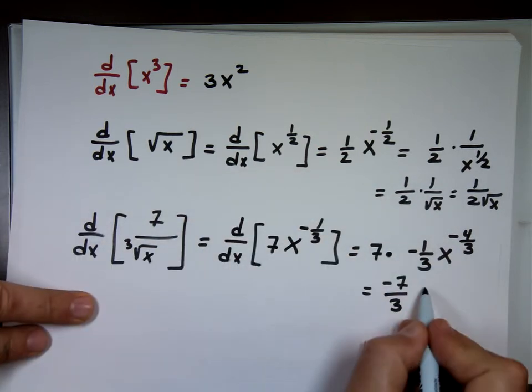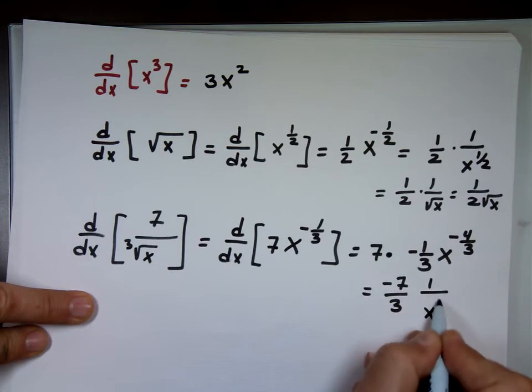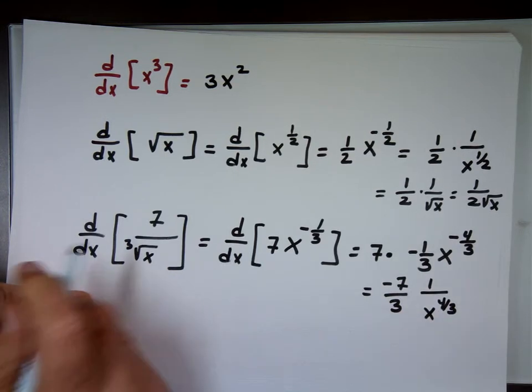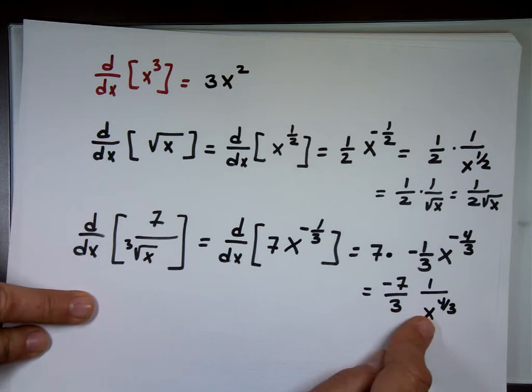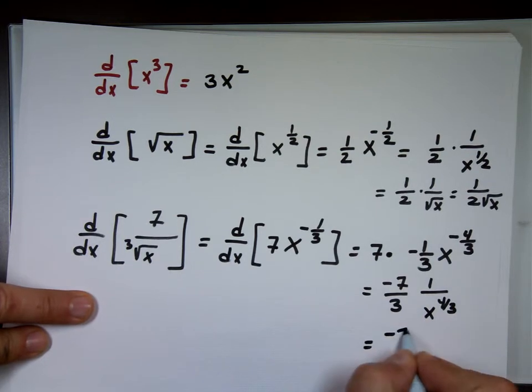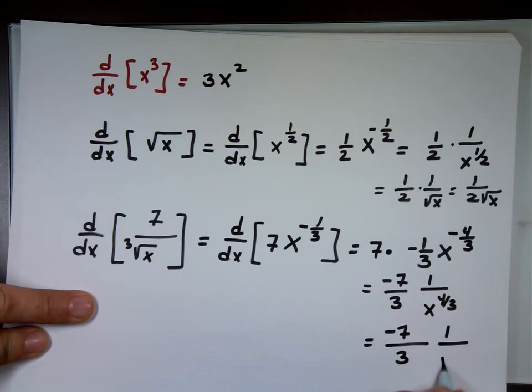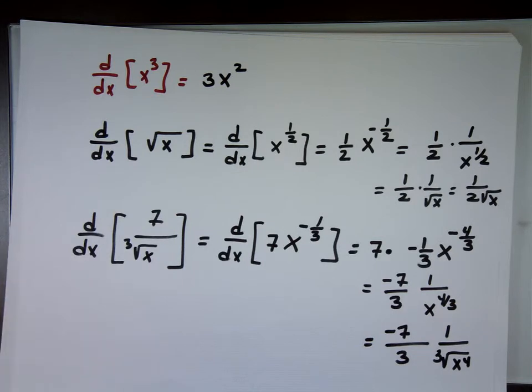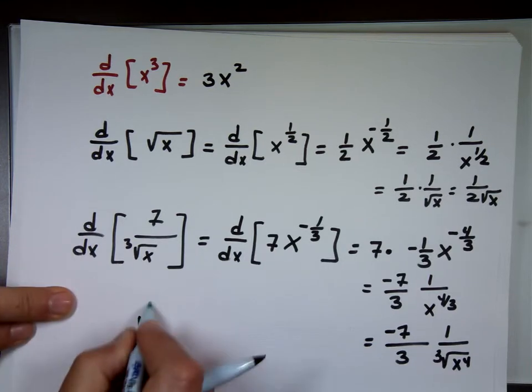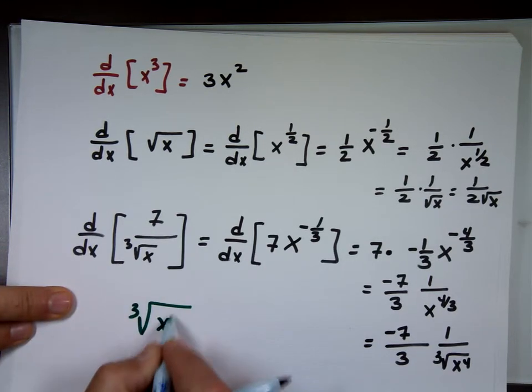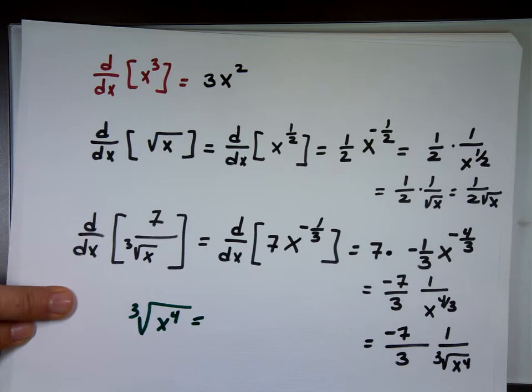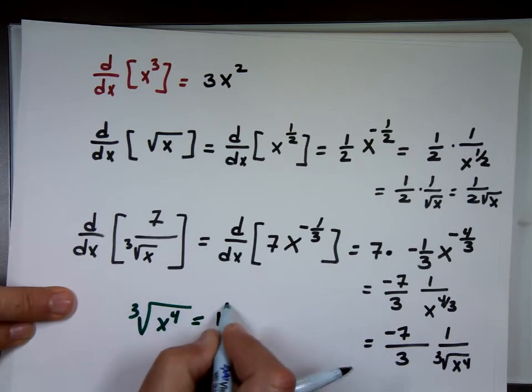So that becomes 1 over x to the 4/3. And if you don't like this, you can write that negative 7 over 3 times 1 over the cube root of x to the 4th. Hopefully you know how to simplify the cube root of x to the 4th. Good. That's the cube root.